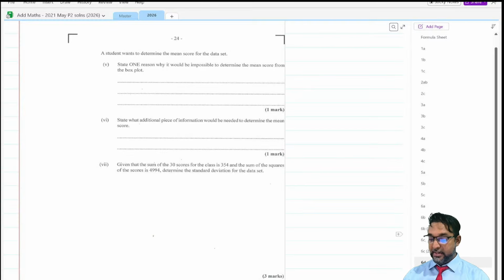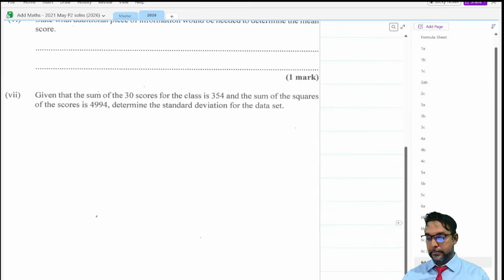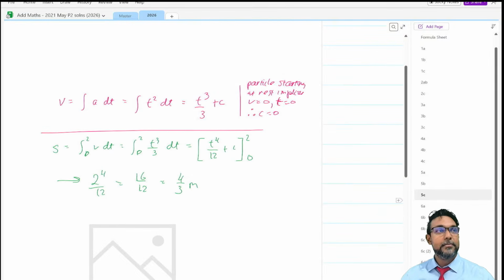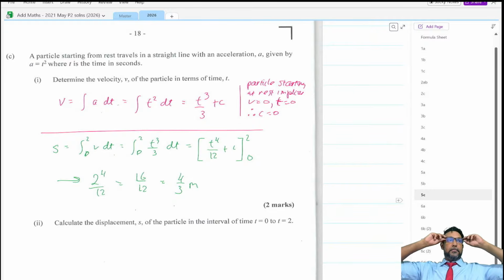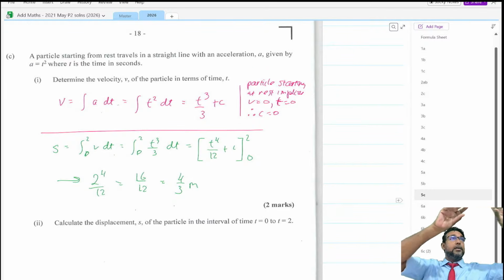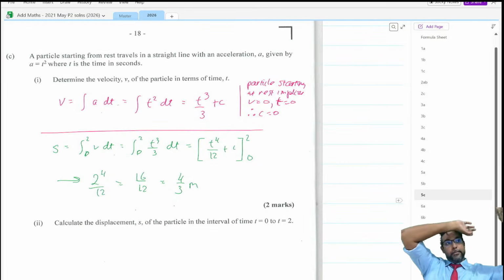And they want the standard deviation for the very, very last question. But they give you the sum of the scores and the sum of the squares. Also, all we have to do is square root it. All you have to do is take it away and square root it. No, but don't you have to divide it by n? Yeah, the sum of the squares divided by n, minus the sum divided by n, squared. Subtract and then square root again.